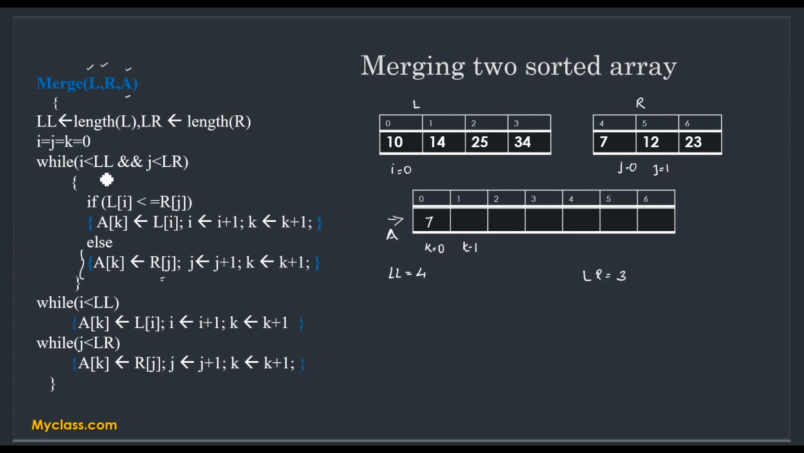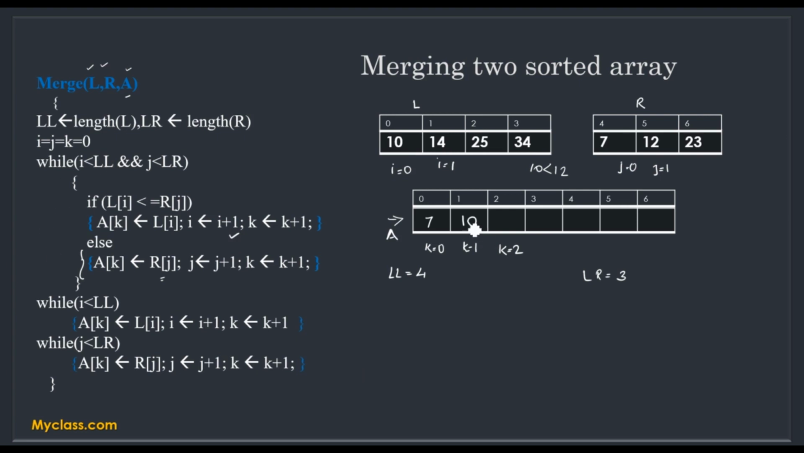Now again we are checking. Here also I is less than LL, because I equal to 0 and J equal to 1. Both conditions are correct. Again checking L of I is less than or equal to R of J. Here L of I is 10 and R of J is 12. 10 is less than 12, so true. It's now the turn to add 10 to our array, L of I to A of K. So 10 will be inserted here. After that we are incrementing K and also I, I equal to I plus 1.